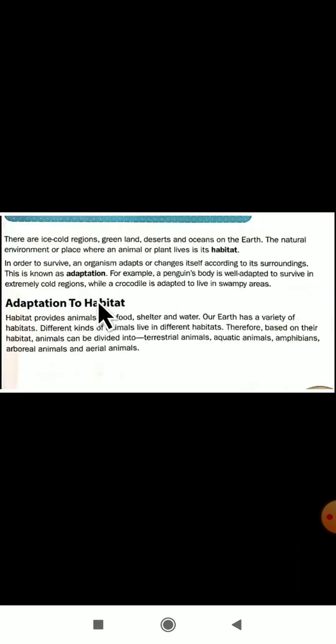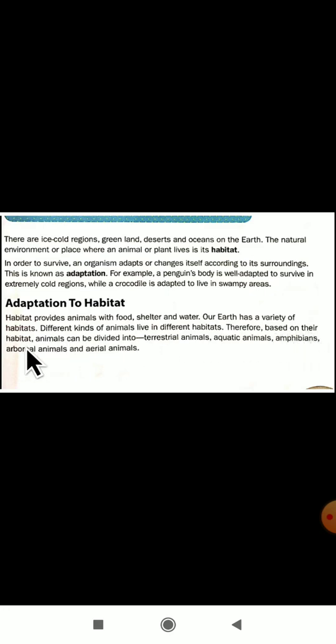Adaptation to habitat. Habitat provides animals with food, shelter and water. What does the habitat provide? It provides animals with food, shelter and water. Our earth has a variety of habitats. See, our earth is having what? It is having a variety of habitats. Different kinds of animals live in different habitats.